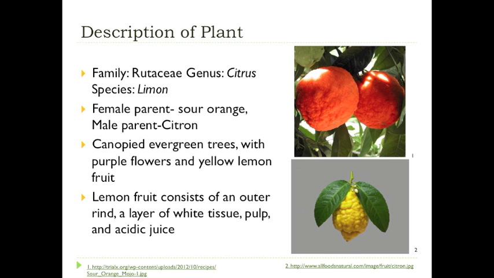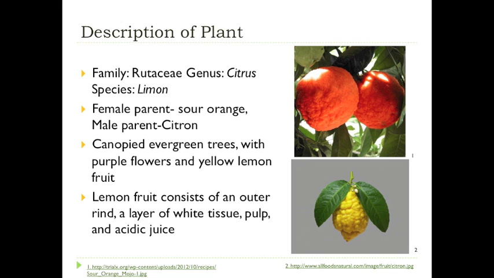Lemons are part of the Rutaceae family and of the citrus genus. Lemons are one of about 162 different types of citrus fruits. Botanists believe that the maternal parent of the lemon is the sour orange, which is shown here on the top picture, and the male parent of the lemon is the citron, which is represented in the bottom picture.